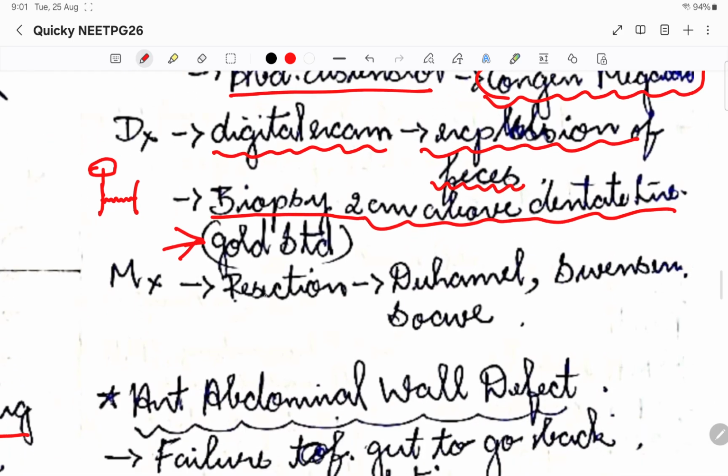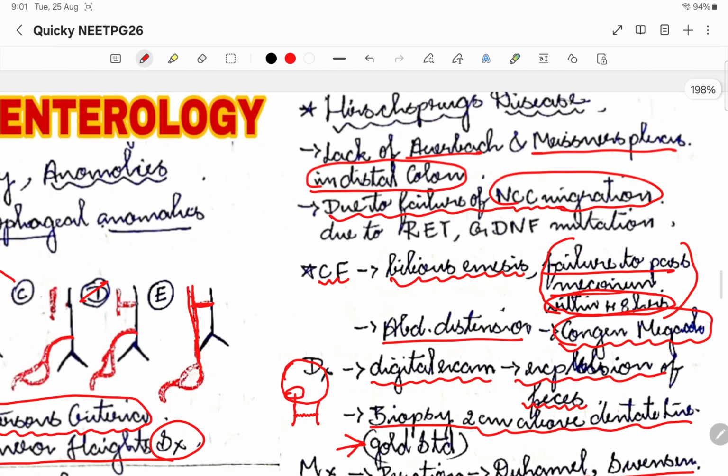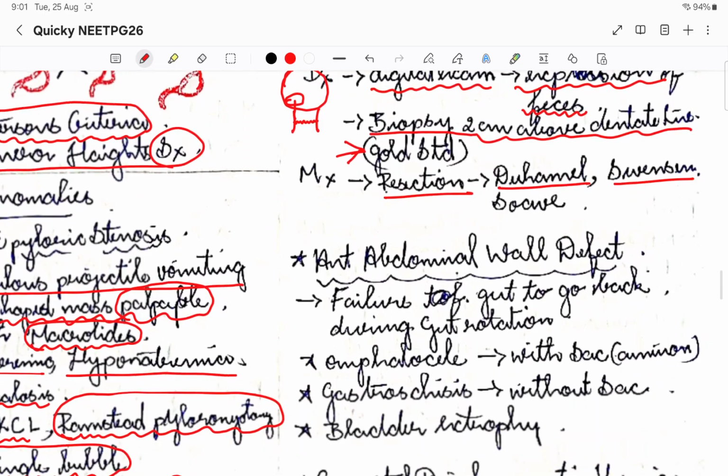What is the management? Basically, resection of that particular part of the colon. We follow the Duhamel and Swenson technique. The Duhamel and Swenson technique is what is used for the resection in Hirschsprung's disease.